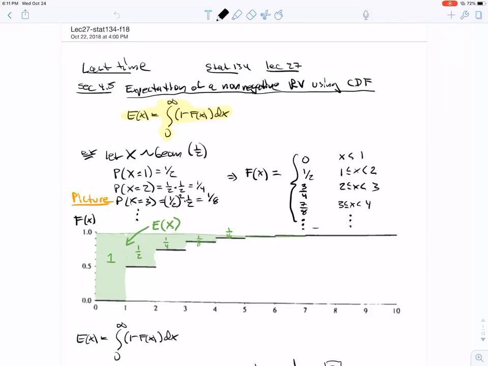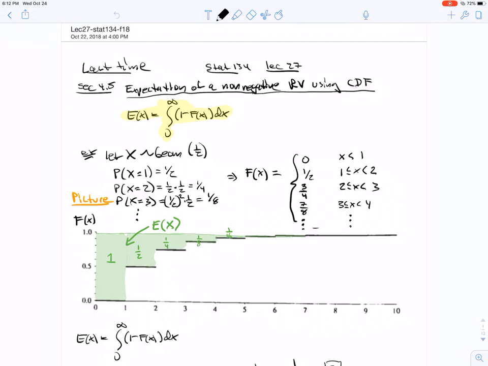Hello, it's Stat 134, Lecture 27. Last time we did Section 4.5, Expectation of a Non-Negative Random Variable using CDF, and we saw that the expectation can be written as the integral from 0 to infinity of 1 minus the CDF.